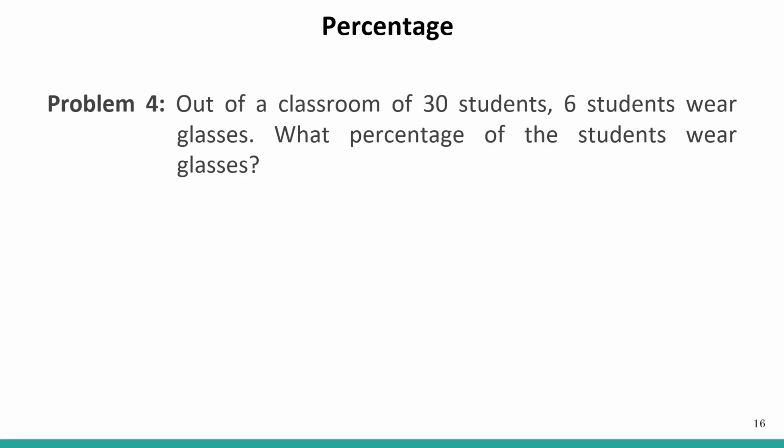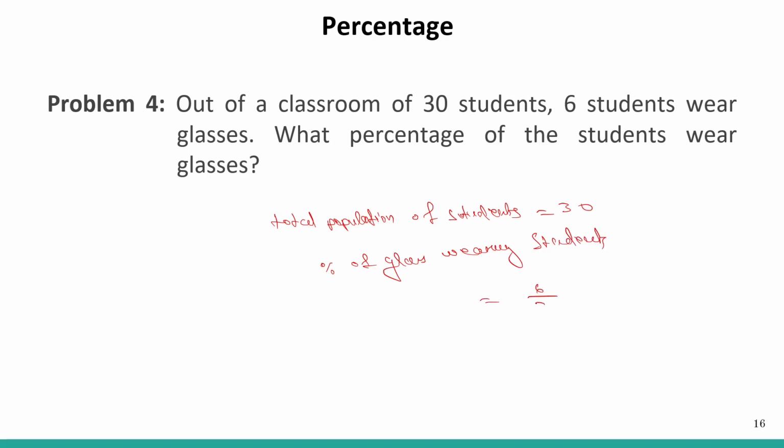Out of a classroom of 30 students, 6 students wear glasses. What percentage of students wear glasses? The total population of students is 30, and 6 students wear glasses. So the percentage of glass-wearing students is equal to 6 by 30, the number of students wearing glasses by the total, into 100. So this will be 6 by 3 into 10, that is 20. So 20% of students wear glasses. 20% is the final answer.